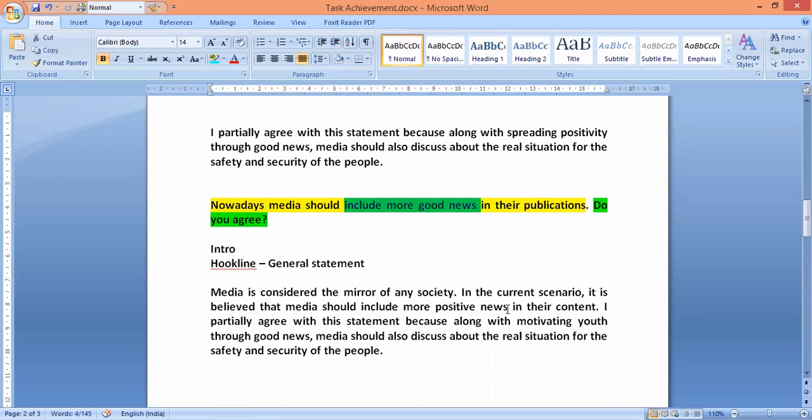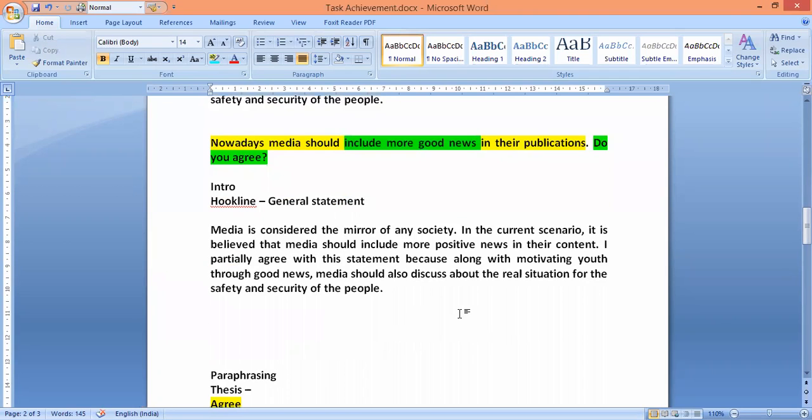include more good news. Why? Because it motivates the youth to be good citizens, and not include because there should be a real situation for the safety and security. So I have these two questions. Sorry to interrupt, I have one question.